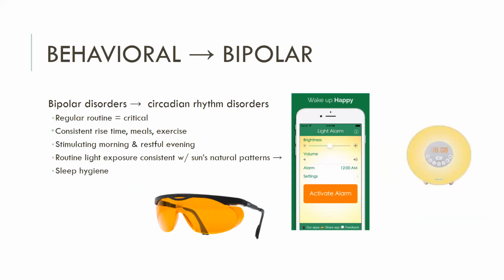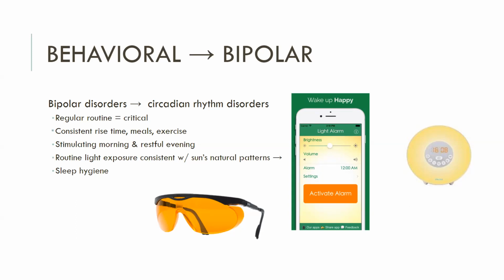Behaviorally, one explanation for the bipolar disorders is that they are circadian rhythm disorders, meaning that these are individuals who are more sensitive to disruptions with respect to their circadian rhythm. Circadian rhythm being our 24-hour clock that is based primarily in our exposure to light versus darkness.